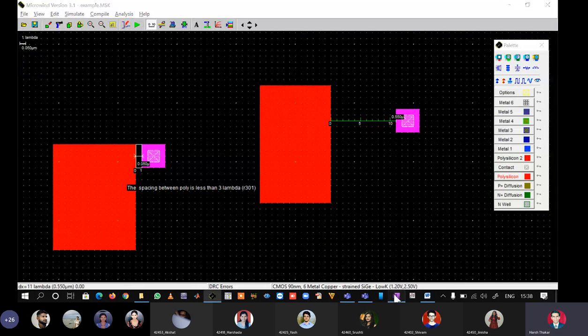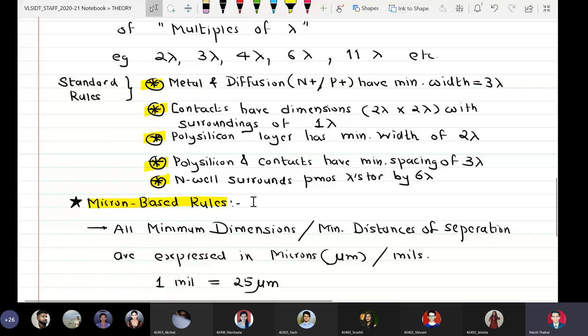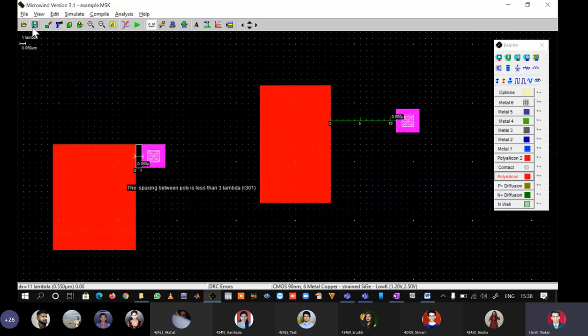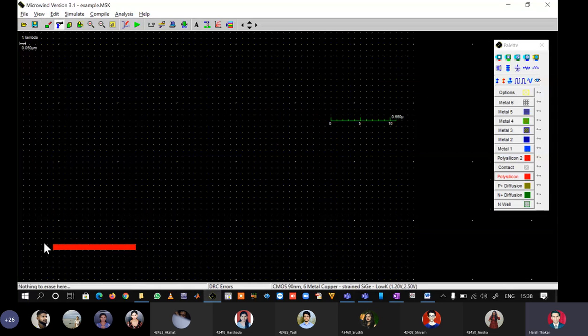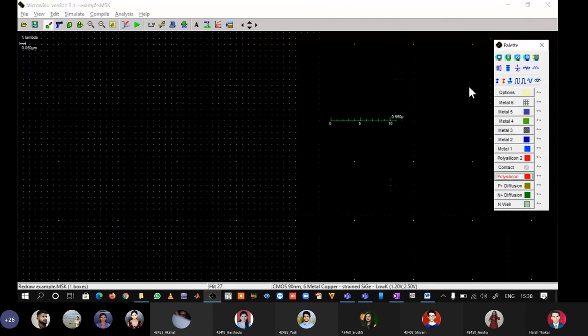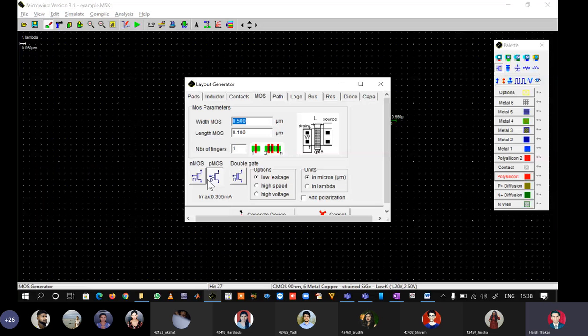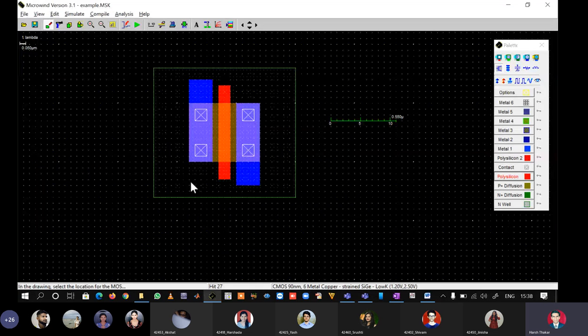And now last, N-well surrounds the PMOS transistor by 6 lambda. How can we demonstrate this? We can actually bring a PMOS transistor in the workspace. Go to MOS generator, bring a PMOS and put it here.